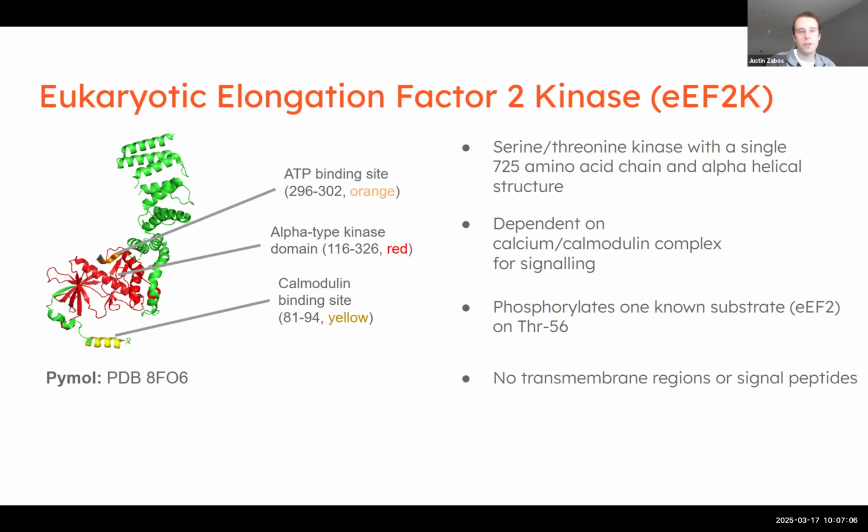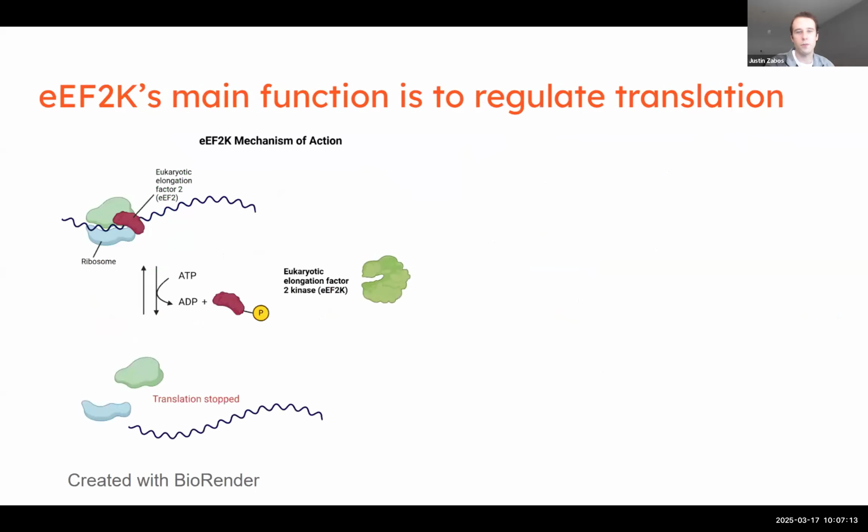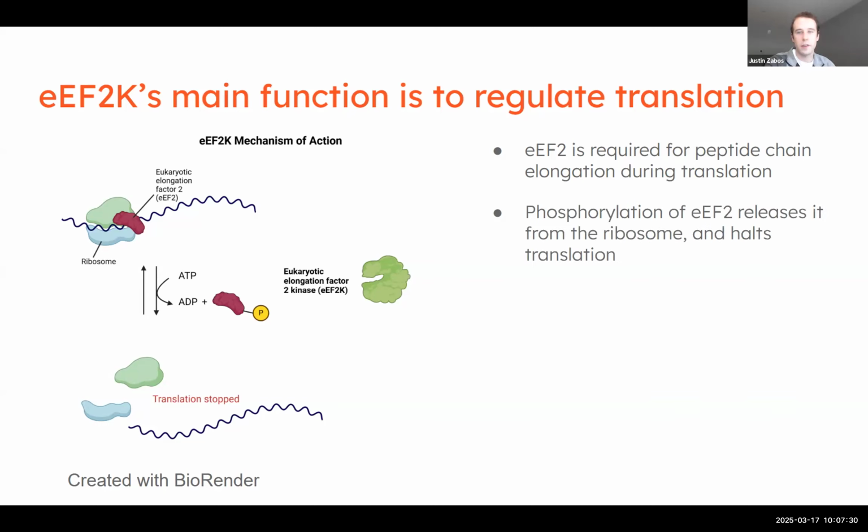Phobius and Philius do not predict any transmembrane regions or signal peptides, indicating it's a globular protein. So by now you may be wondering, what does this kinase do and where does it operate? Really, EEF2K's main function is to regulate translation in the cell. Its substrate EEF2 binds to the ribosome and is required for peptide chain elongation during translation. Phosphorylation of EEF2 by EEF2K releases it from the ribosome, and this stops translation.